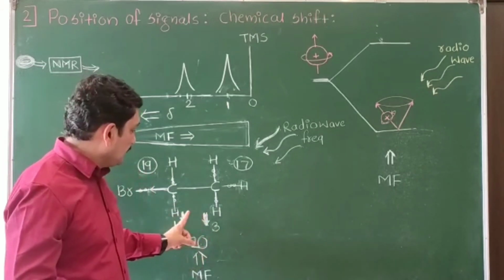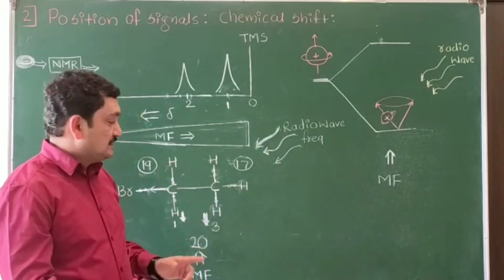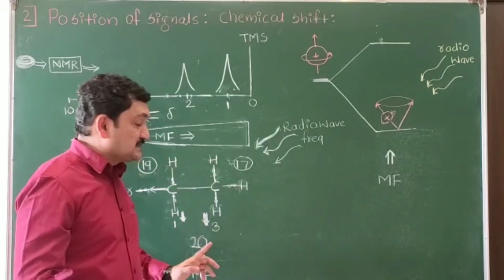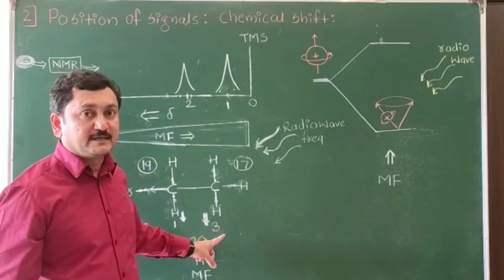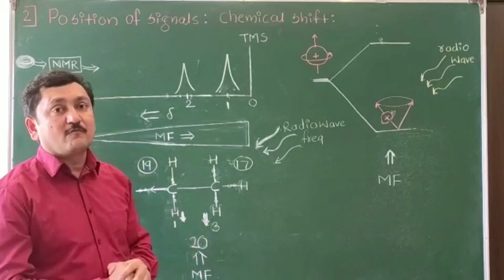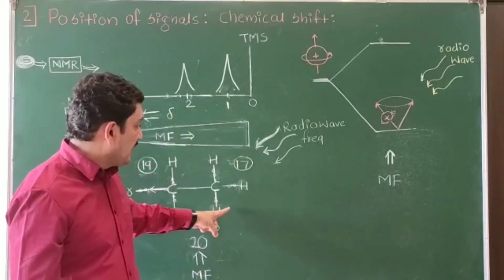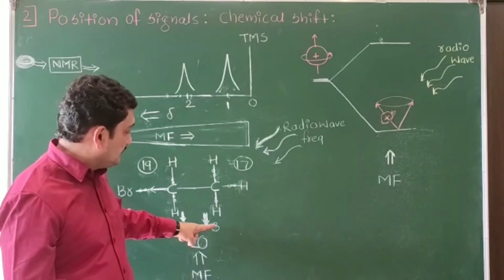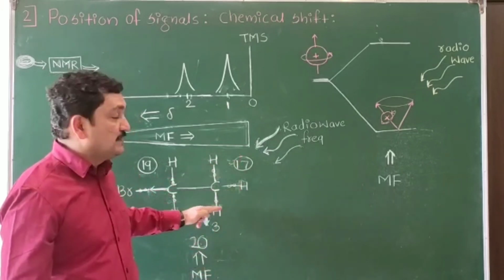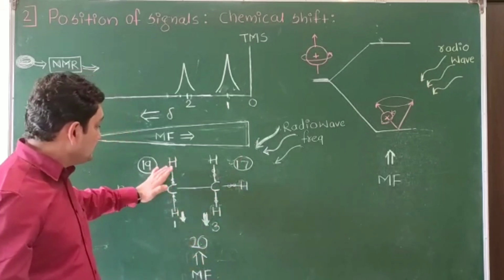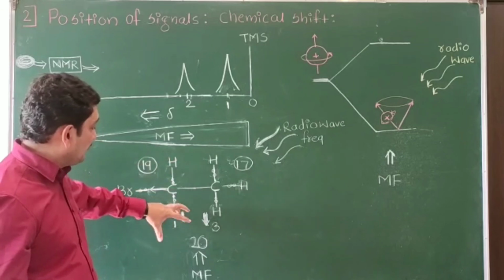So the induced magnetic field generated by this electron and this electron is different. This induced magnetic field opposes the external magnetic field. So this is opposing, suppose, by a power of 3, and this is opposing by a power of 1. We are supplying 20 magnetic field, but these nuclei will receive 20 minus 3, meaning 17 magnetic field. They will feel 17 magnetic field. While these hydrogens, 20 minus 1, meaning 19 magnetic field, they will feel.